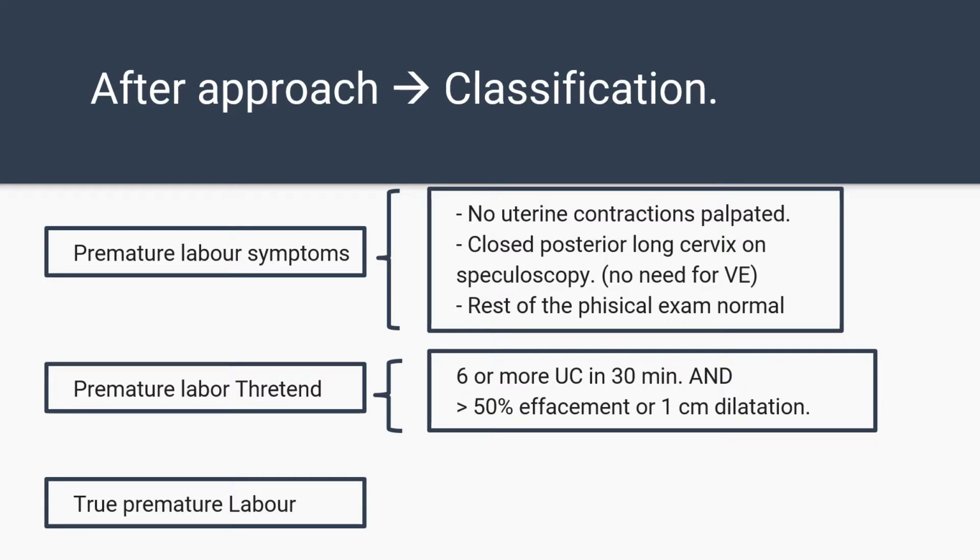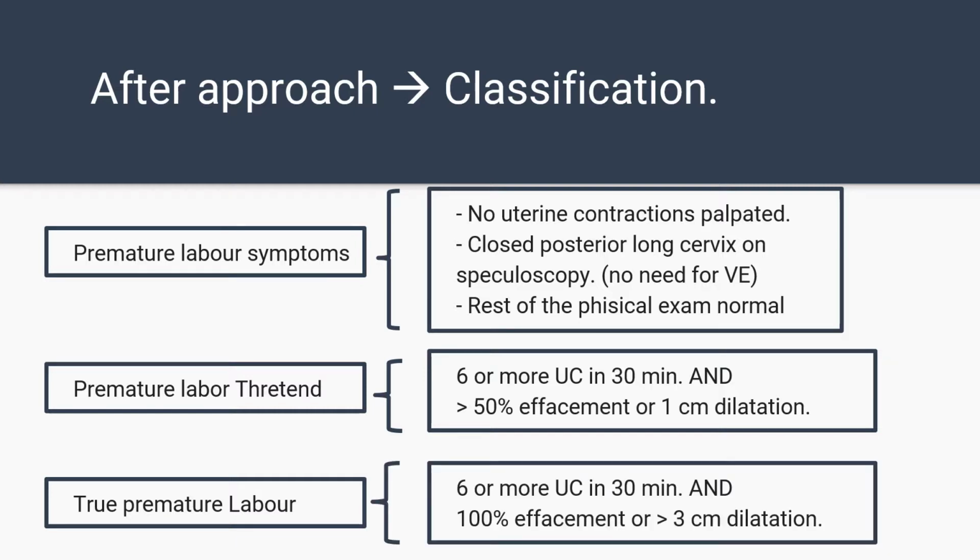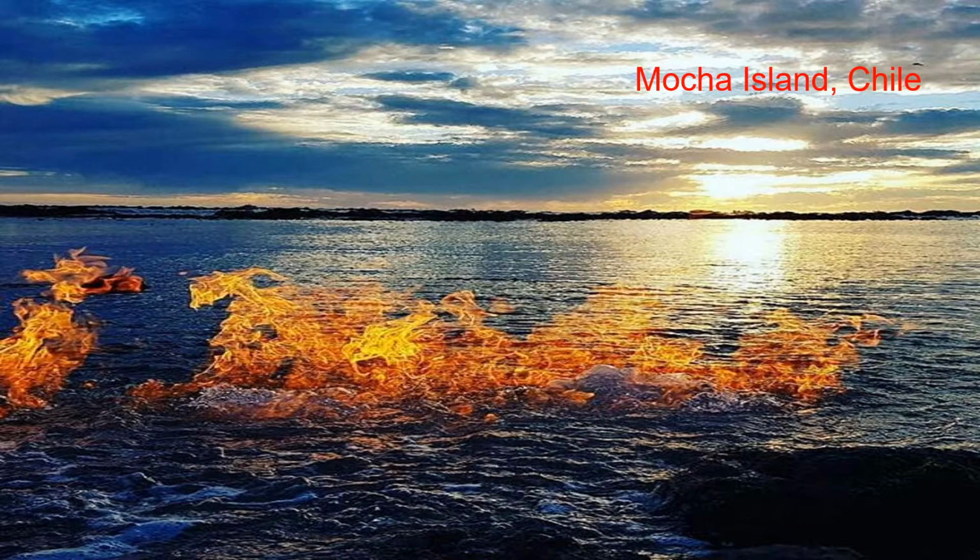And the third stage is when this is more advanced and we have a true premature labor. So here we have the same amount of contractions, and 100% effacement or more than 3 centimeters of dilatation. So this is near to the active phase of labor. And here the tocolysis is not enough to stop the labor most of the time, but we can do it.